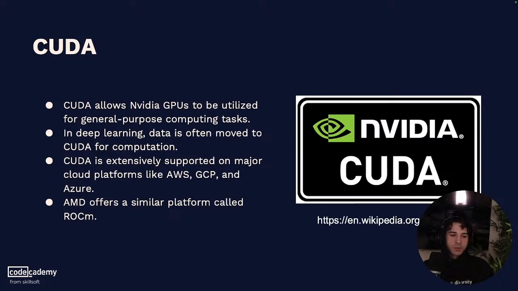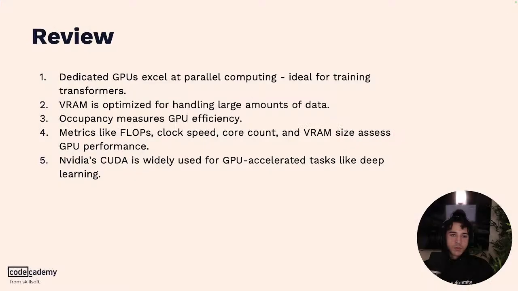AMD has their own version called ROCm, but CUDA is industry standard, being widely supported on AWS, GCP, and Azure. Unless you seek out this field in deep learning, you don't need to worry about learning how to program in CUDA. There was a lot of information in this video, so let's review what we went over in this lesson before we close out.